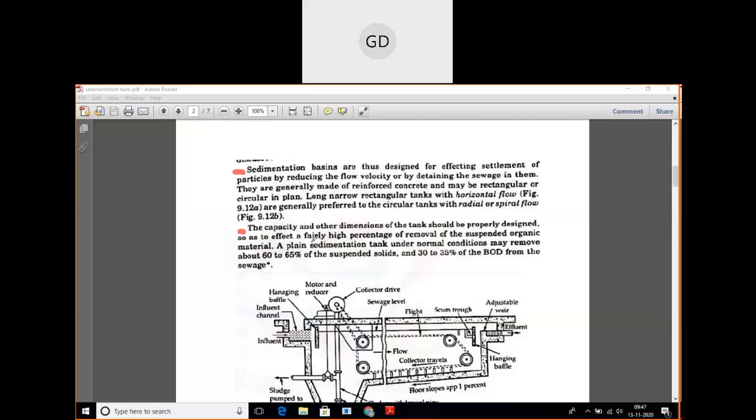Next is the capacity and other dimensions of the tank. It should be properly designed. Obviously, we will go through the design problem. So the capacity and the other dimensions of the tank should be properly designed.